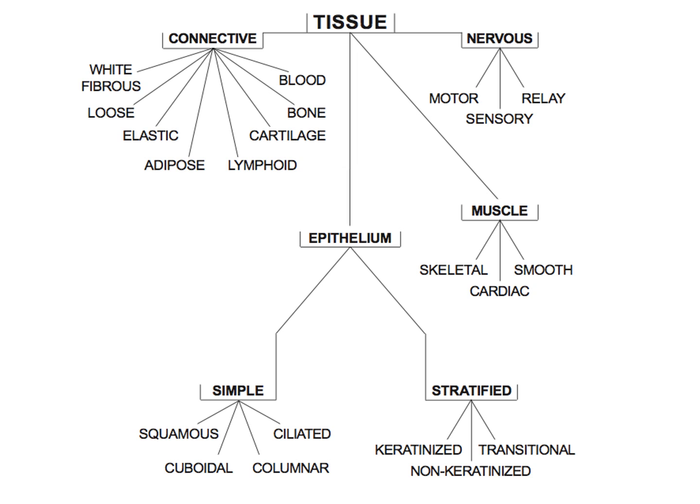Alternatively, the epithelial tissue can be stratified, and stratified epithelium can be keratinized or non-keratinized, and it can also be the transitional form. The third type of muscle tissue we can see on this diagram is muscular, and there's only skeletal, smooth, and cardiac. And the fourth type of tissue is nervous tissue. Now a nerve is a neuron, so there can be motor neurons, relay neurons, sensory neurons, or any of the central nervous system neurons as well.